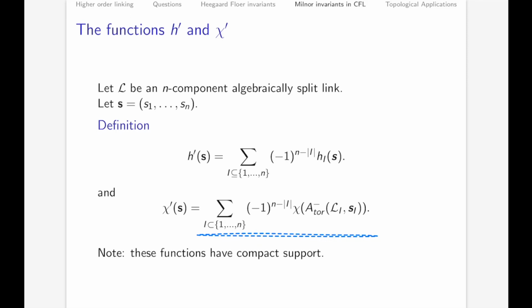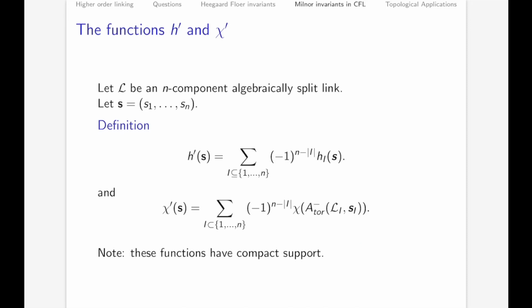When you're dealing with an L-space link, then you don't have chi prime at all because you have no torsion, and so you just have this alternating sum over the h functions of the sublinks. But in general, you're going to need to have this other piece as well. And something important to note here is that these functions have compact support. One of the nice features of this little h function is that it'll have compact support, and the torsion pieces are also going to have compact support here.